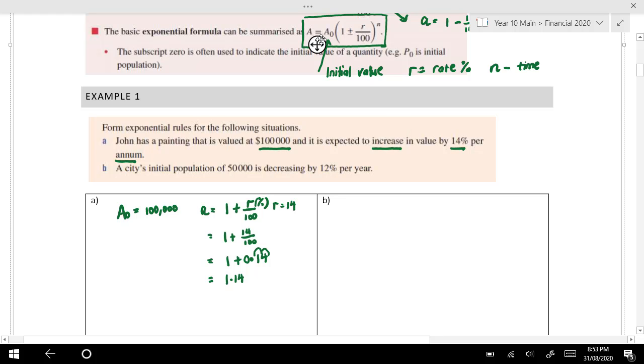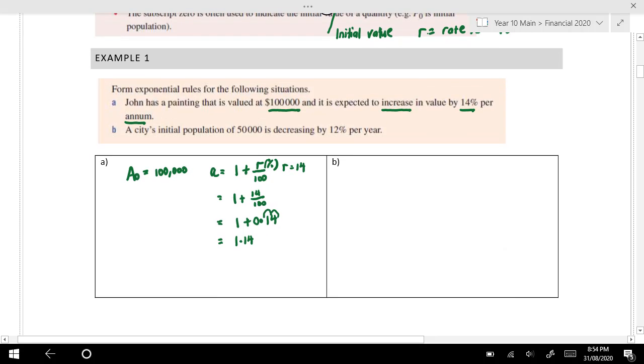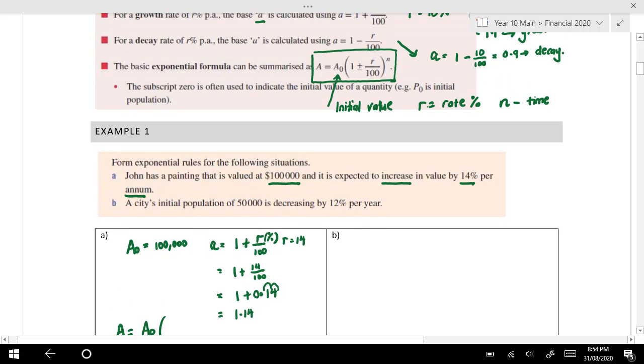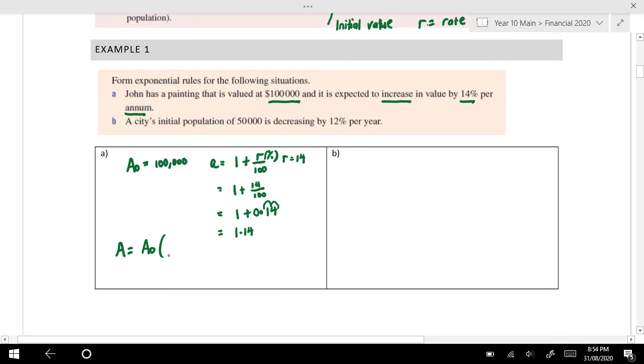Similar to this thing over here. So at any time, the amount this painting is worth is, let's throw in what we know. It's going to be A naught times, and let's put in our growth rate, or it could be declining, but it's our growth rate. So we want to put in 1 plus R over 100, all to the power of N. That's what we want.